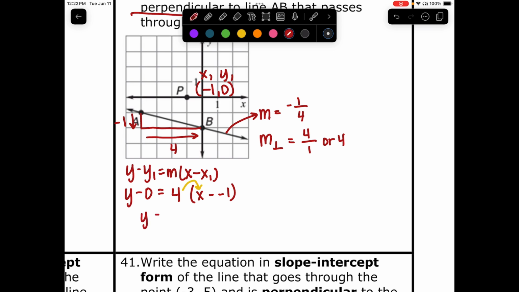Y minus 0, still 0. 4 times x is 4x. And we still have a double negative here. So we'll just go ahead and distribute that. 4 times +1 is just +4. And that would be our equation.